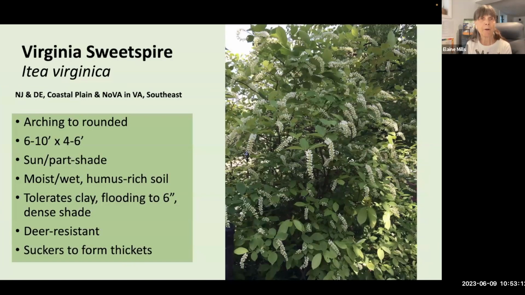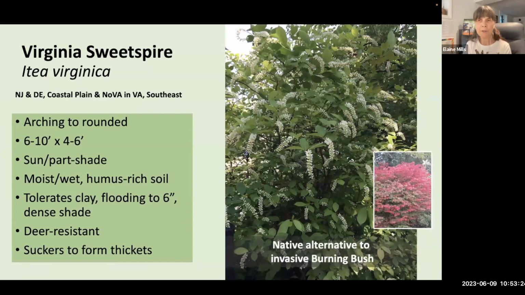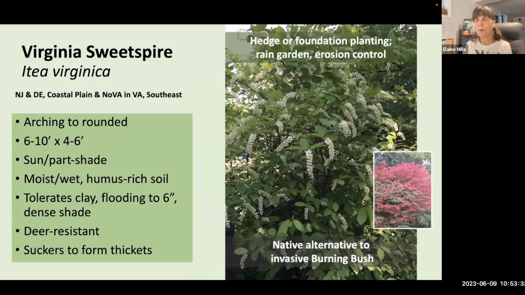Virginia sweetspire, Itea virginica, has an arching to rounded habit, ranges from 6 to 10 feet in height, and grows in sun to part shade. You'll see shortly how this could be a fabulous replacement for invasive burning bush. This plant, more than any other in my garden, will send out numerous suckers, these additional shoots. And this makes it perfect for use as a hedge or a foundation planting.